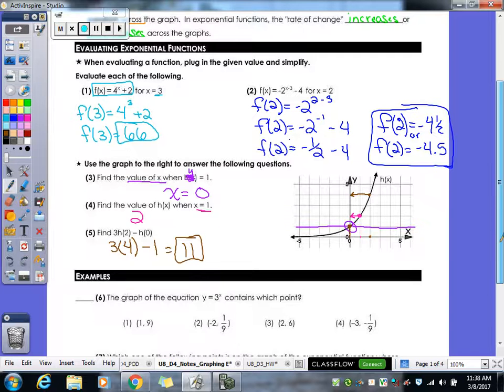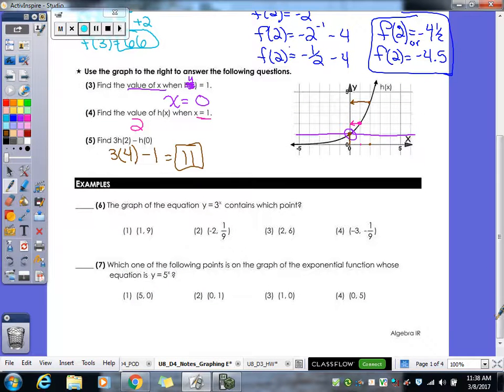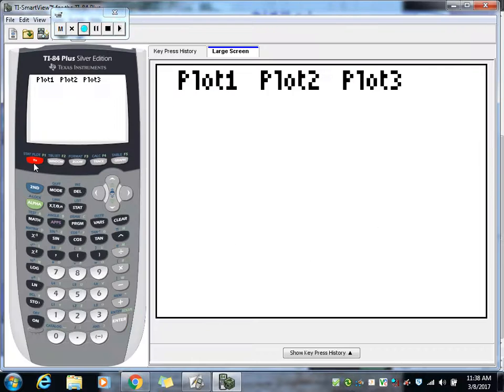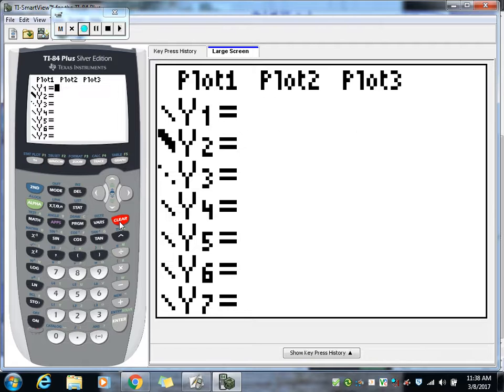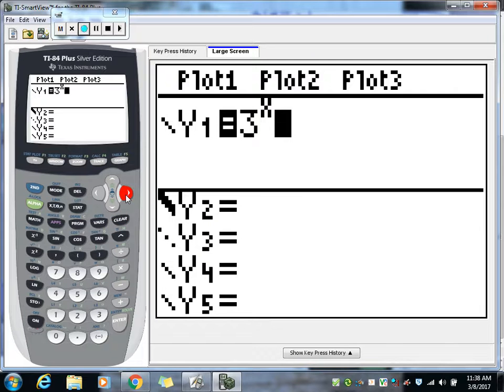Then for these questions down here, we're going to use the graph in our calculator and our table of values to help us answer. We have the graph of the equation y equals 3 to the x, contains which point? Let's go to our calculator. Go to our y equals. If you have anything in there, clear it out. Then we're going to do 3, the caret button so I can get my exponent, and the x. So 3 to the x power.